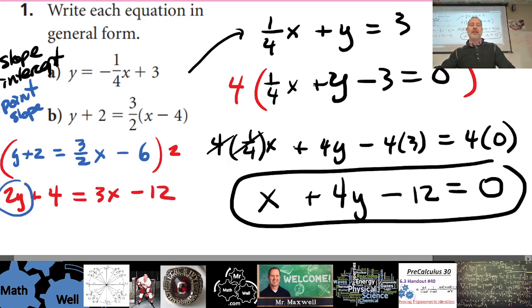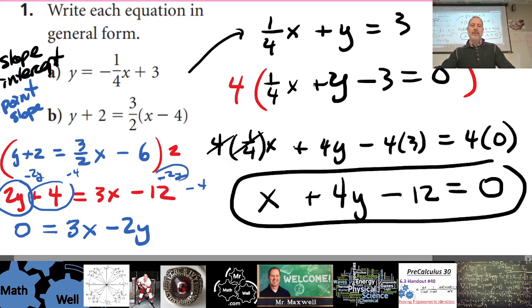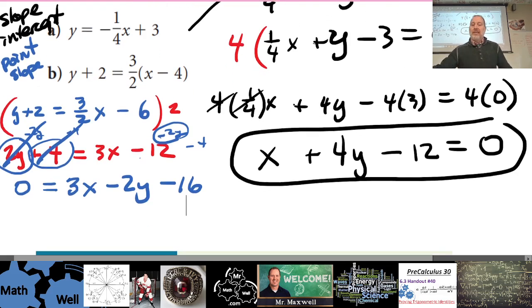So I'm going to subtract 2y from both sides, and let's subtract 4 from both sides. I'm going to be left with 0 over here, equals the 3x. I'm going to leave that there because I didn't add anything to it. Now I've got negative 2y right here. These are gone. And I've got negative 12 minus 4 is negative 16, right? You go back 12 and then you go back 4 more, you get negative 16. Okay, so this is great.